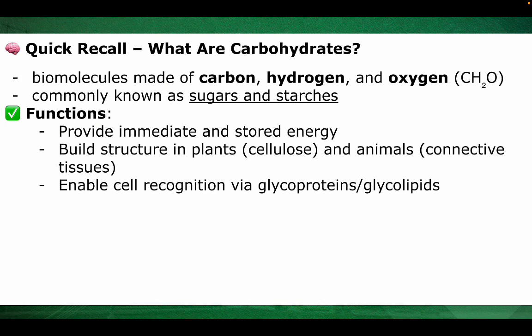Now let's do a quick recall from our previous lesson. Remember, we said that carbohydrates are biomolecules that are made up of carbon, hydrogen, and oxygen in about a 1:2:1 ratio. That's why their name literally means carbon plus water. We also call them sugars and starches in everyday language. Now, the main function of carbohydrates is to provide immediate energy. This is especially true for monosaccharides, the simplest form of carbs. They are quickly absorbed and used by our cells for fuel.